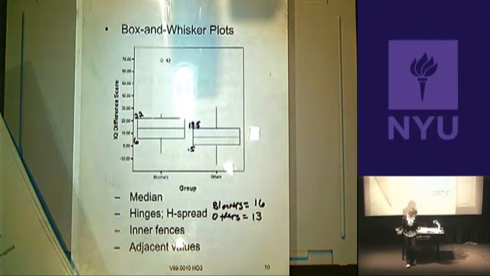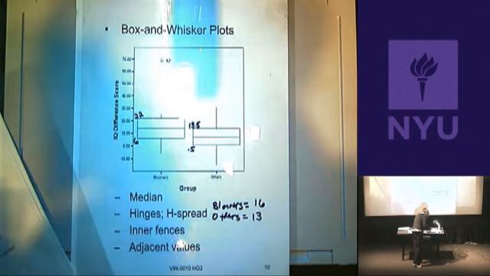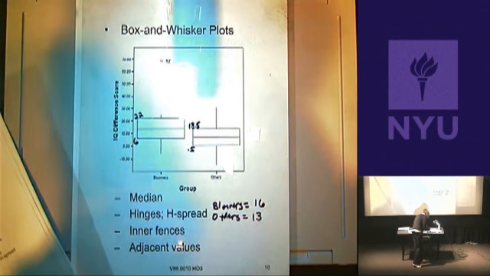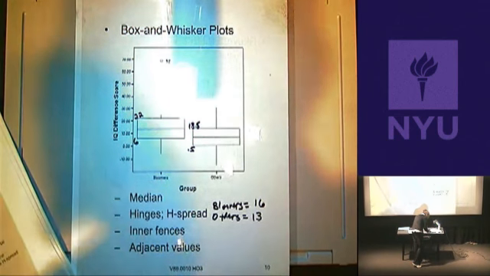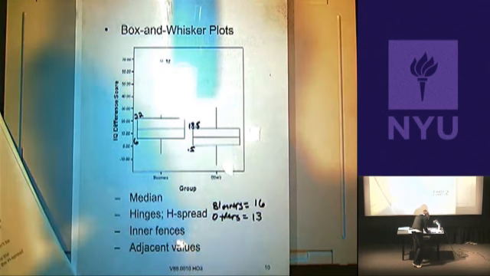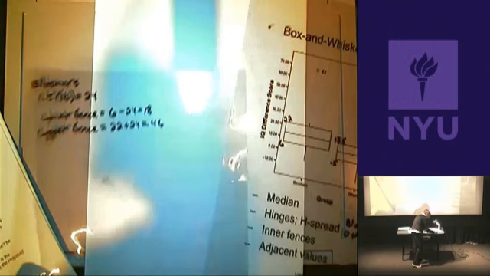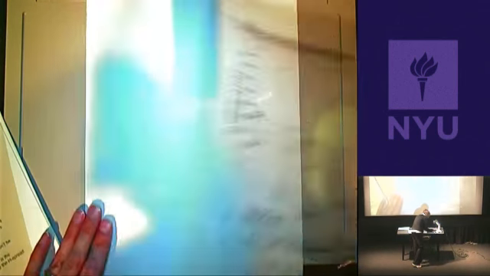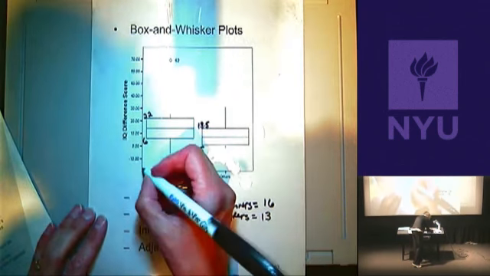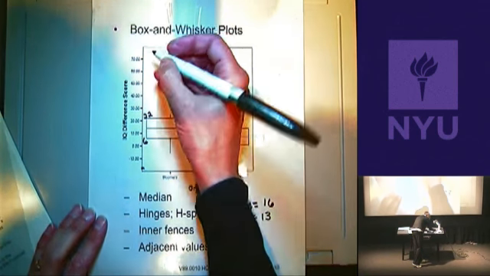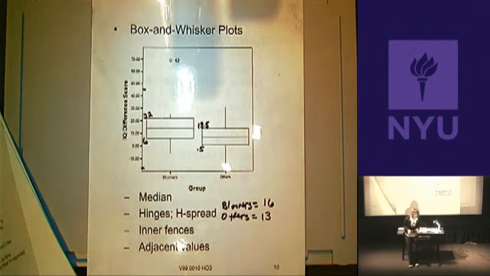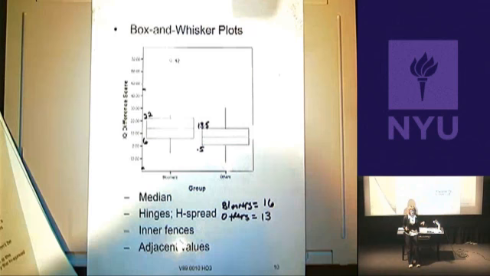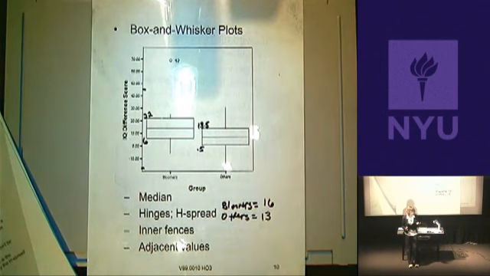If we put in our numbers for our fences, what were they? 18 and 46? That's a minus 18. Nobody caught me on that. This is minus 18. So let's say it's about down here, and 46 was about there. Those are our fences. So this person up there fell outside the fences, so they're an outlier. Questions? Clarification?